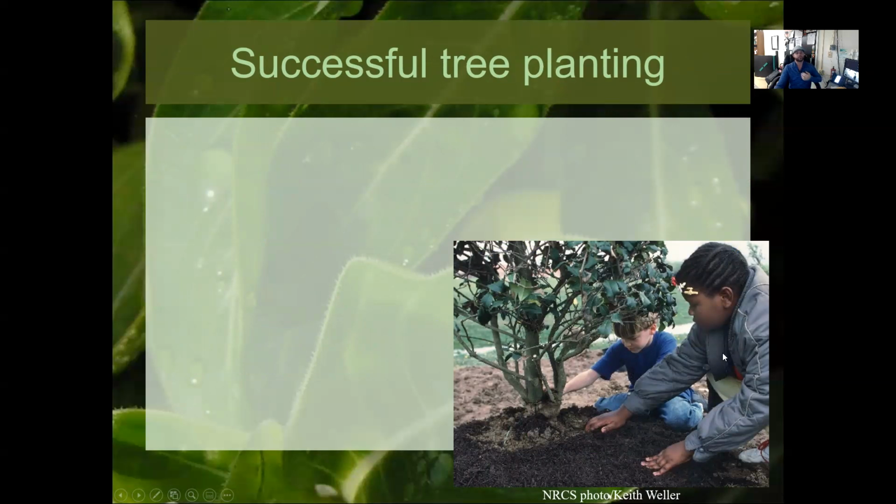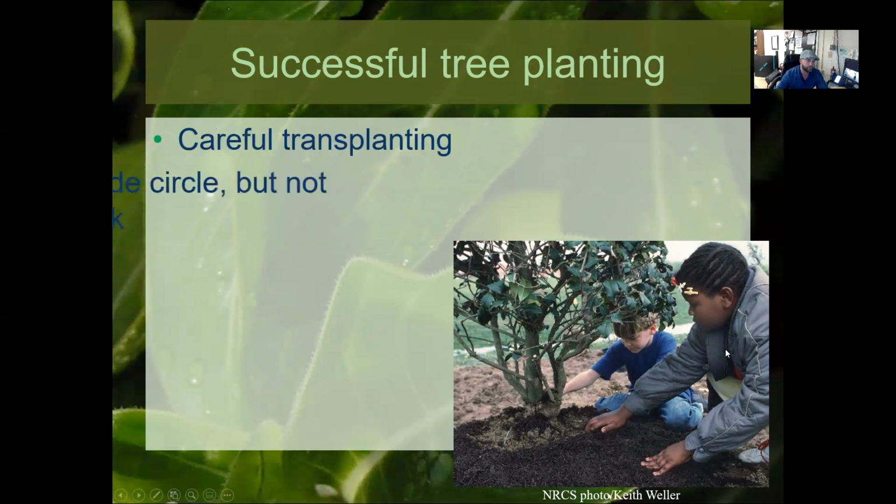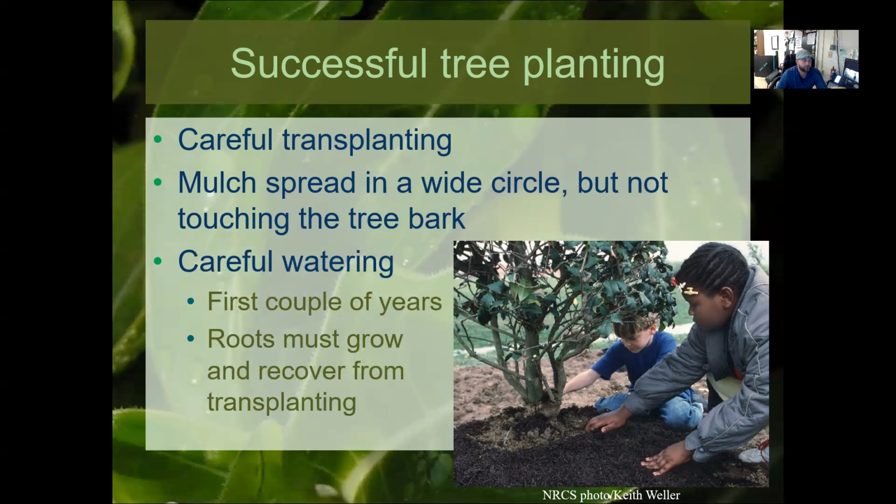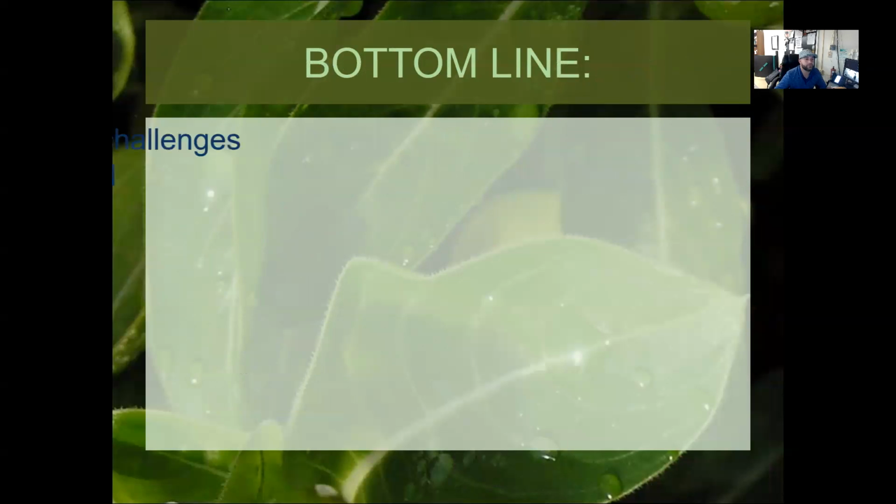And then moving into successful tree planting: careful transplanting, mulch spread in a wide circle but not touching the tree bark. Careful watering the first couple of years, roots must grow and recover from transplanting. So anytime you move something, it's going to need a couple years to get into its new ground and get those root systems going. You can use some soil additives to speed that process along if you would like, but typically natural growth will do the trick.